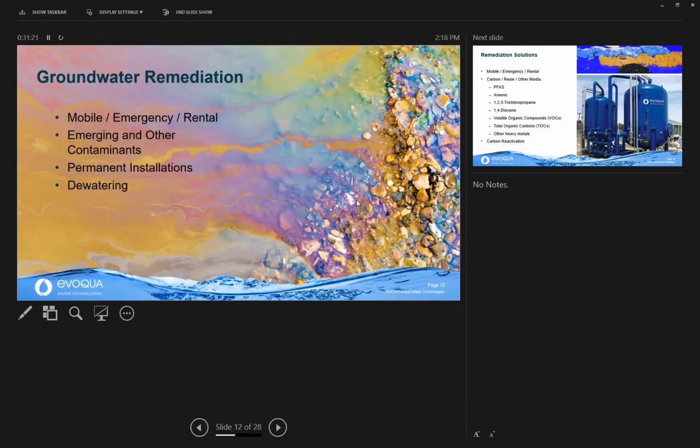Thanks, Mike. So we're going to talk a little bit about groundwater remediation. Groundwater remediation is taking well water or subsurface water and treating it to remove contaminants. And once again, there are multiple methods of doing this. It can be done on a temporary basis, so it may be a mobile emergency rental-based system.